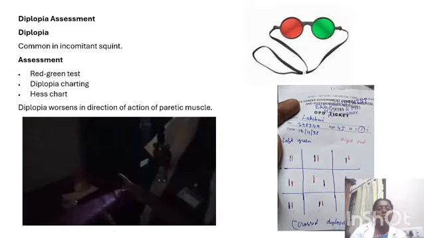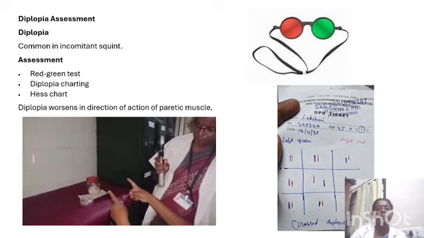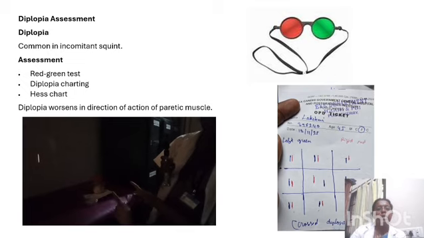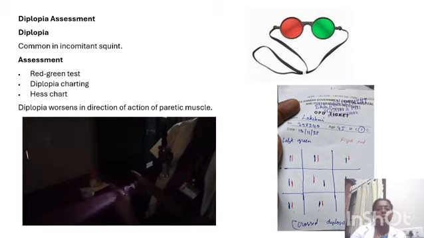The video demonstrates diplopia assessment. Patients with incomitant strabismus typically experience diplopia that worsens in the direction of action of the affected muscle. Diplopia charting helps localize the paretic muscle.